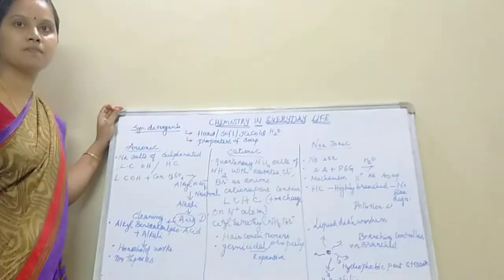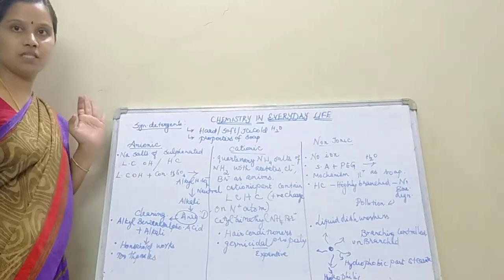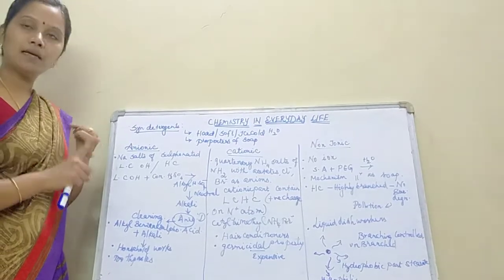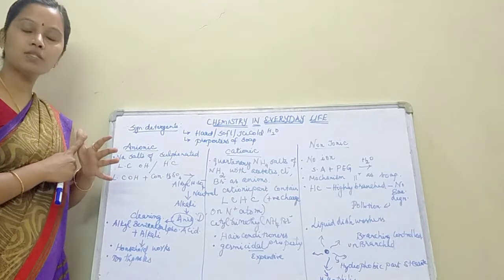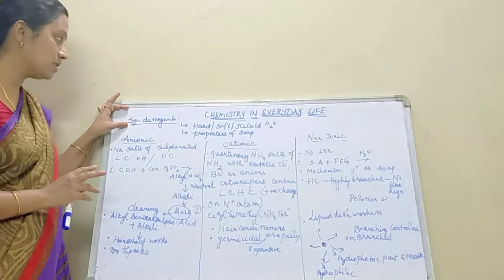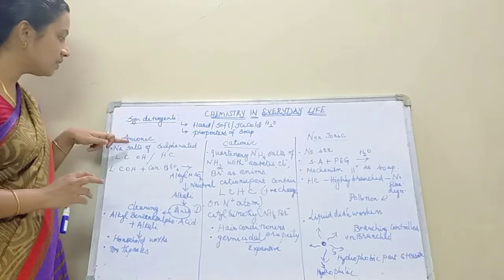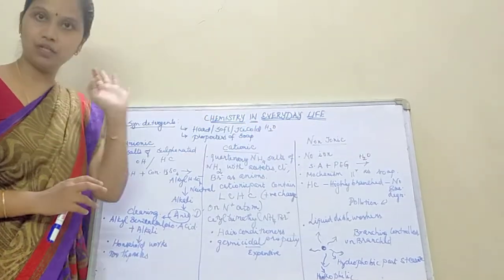The next topic is synthetic detergents. We have seen soaps completely: what soaps are, the types of soaps, sodium soaps, potassium soaps, scouring soaps and soap powders. The last topic is synthetic detergents. I have already discussed this. Synthetic detergents are further classified into anionic detergents, cationic detergents and non-ionic detergents.